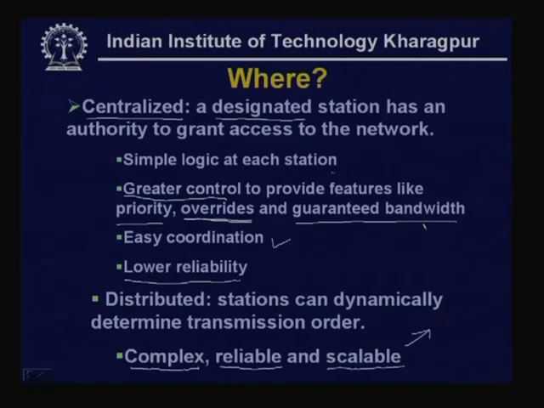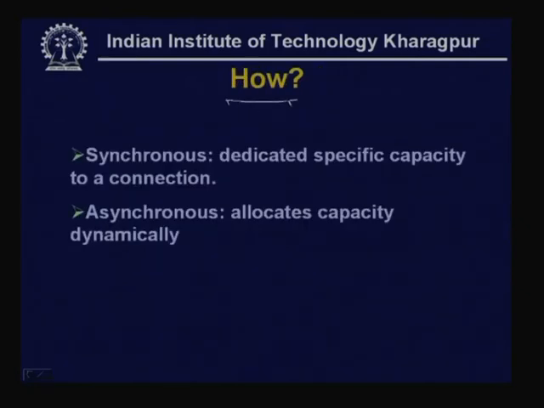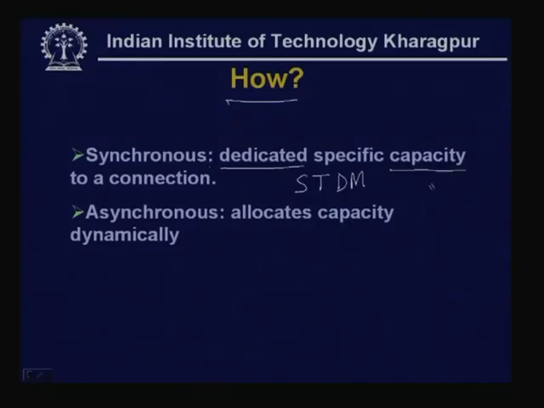So, these are the two questions to be answered, and the second question is where and how. How means it can be performed in a synchronous manner or in an asynchronous manner. We have already discussed synchronous time division multiplexing, TDM, where a specific capacity is dedicated. We have seen that each slot is allocated to a particular user or station. As a result, the bandwidth or capacity is dedicated in synchronous time division multiplexing. It can also be done by using frequency division multiplexing. These are all synchronous techniques.